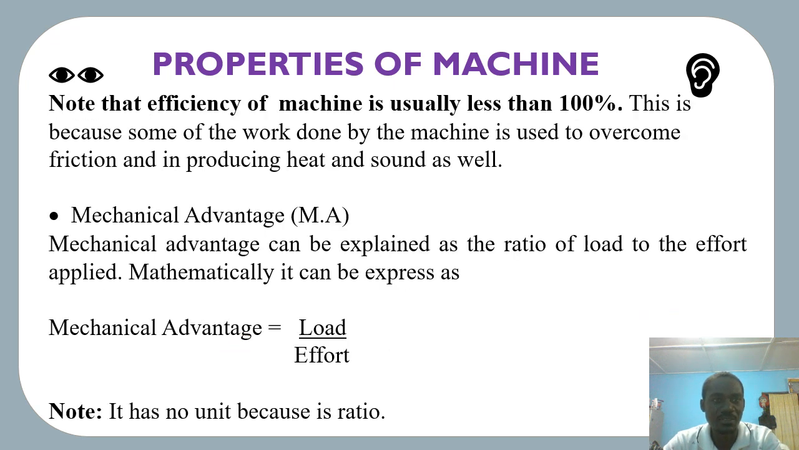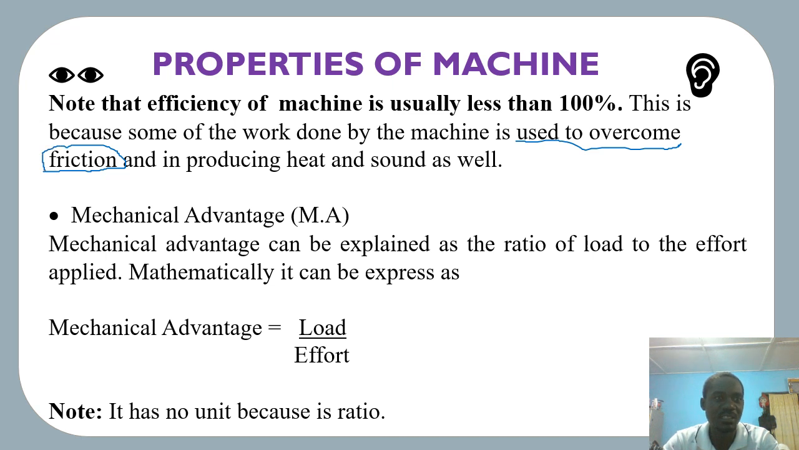So let's look at this question that they like asking. Note that efficiency of machine is usually less than 100%. Why is it less than 100%? The reason is simple. One, because some of the energy is used by the machine to overcome friction.